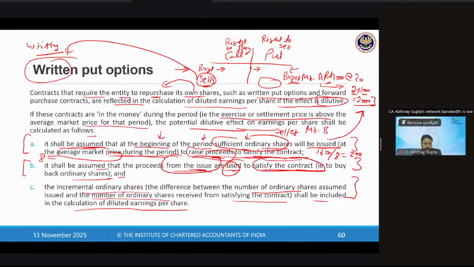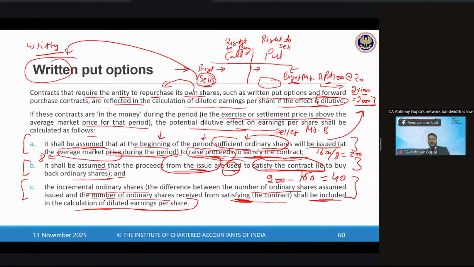Clear? Second one. Third, the incremental ordinary shares, that is the difference between the number of ordinary shares assumed issued, that is 200, minus the number of ordinary shares received for satisfying the contract, that is 160, equal to 40, shall be included in the calculation of diluted earnings per share. Clear? Clear.